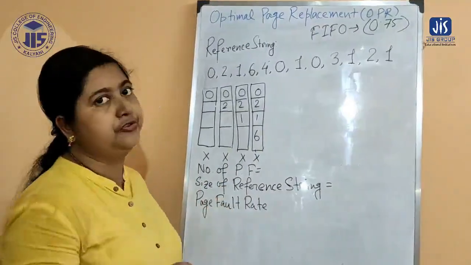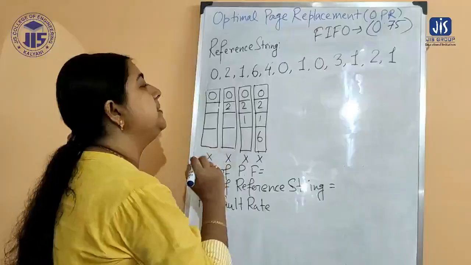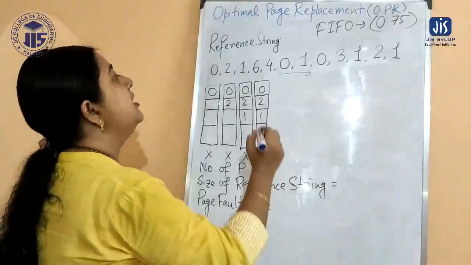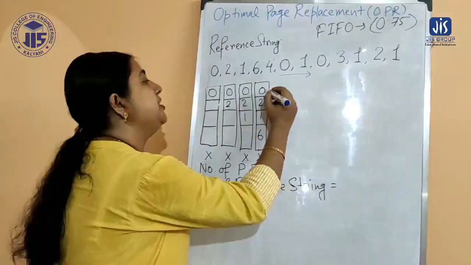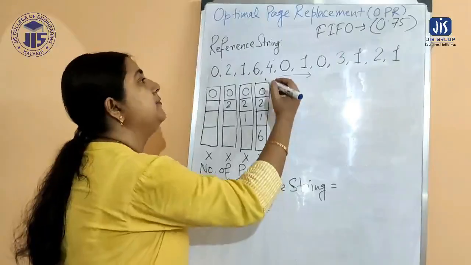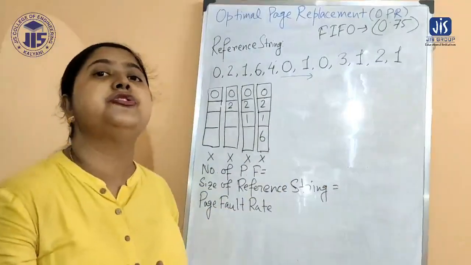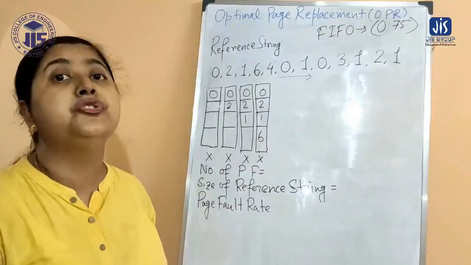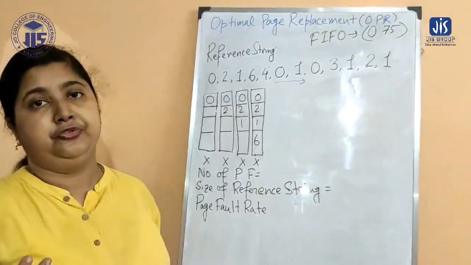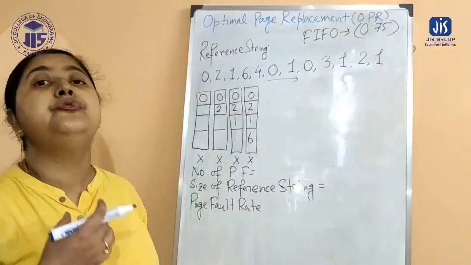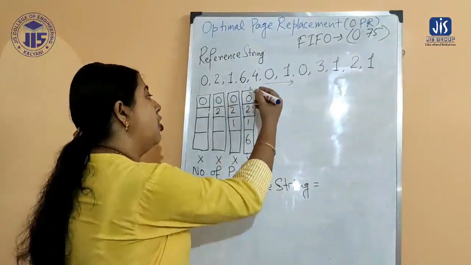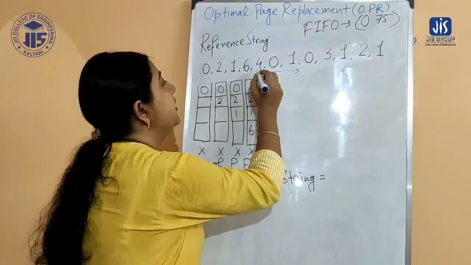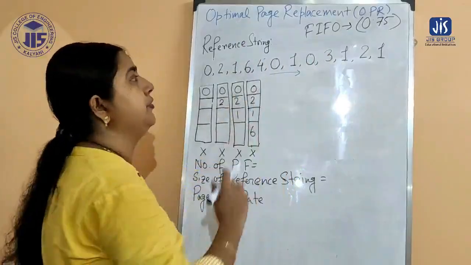Now which page should I replace? If we follow the optimal page replacement algorithm, we need to look into the future. In future means we search through the remaining reference string, and we want to find which page is going to be used in the furthest future. Okay, so I am searching. I want to insert 4, so after 4 I am looking.